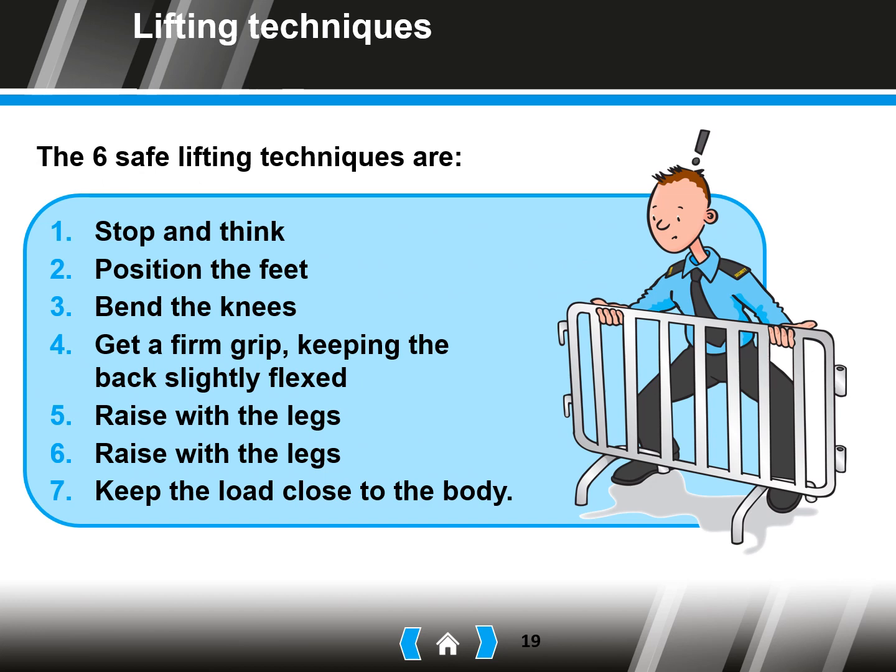The 6 safe lifting techniques are: 1. Stop and think. 2. Position the feet. 3. Bend the knees. 4. Get a firm grip, keeping the back slightly flexed. 5. Raise with the legs. And it's 6 actually. They put it in twice by mistake. Another mistake they've made there, right? 6 is keep the load close to the body. It's showing a 7 on there, just ignore that.